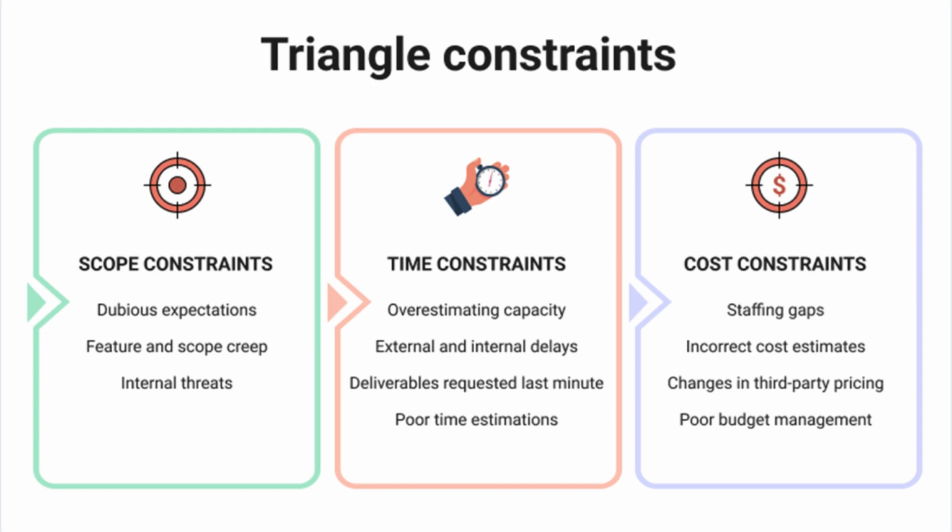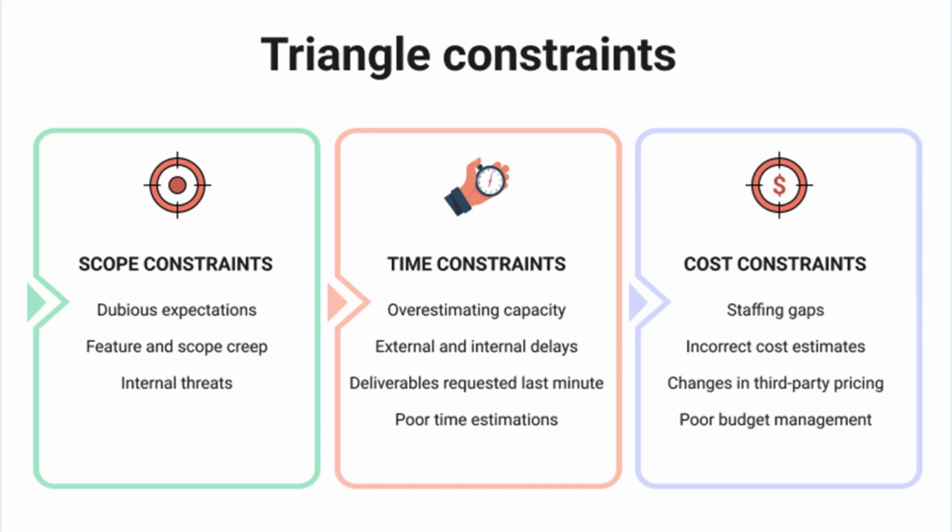Let's look at how the triple constraints affect projects in detail. First up, the scope constraint. This is where the scope of the project keeps on expanding or changing while the project is being executed. While the project team is working, the scope gets changed, so it is a problem. It could happen due to false expectations from stakeholders or due to features and scope creeping into the project that were not part of the original scope. It could also be due to internal threats.